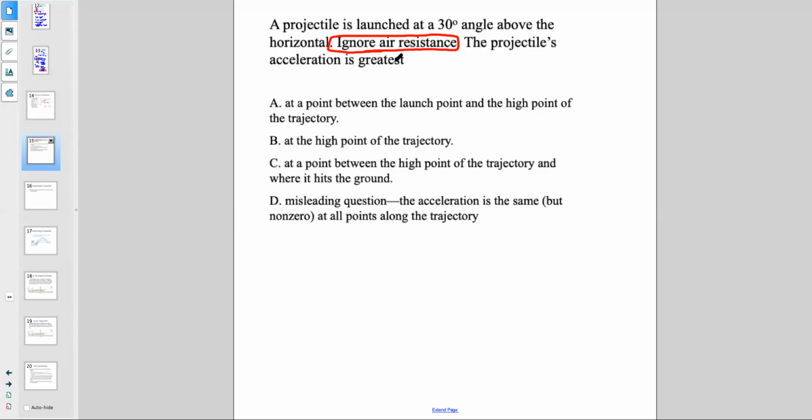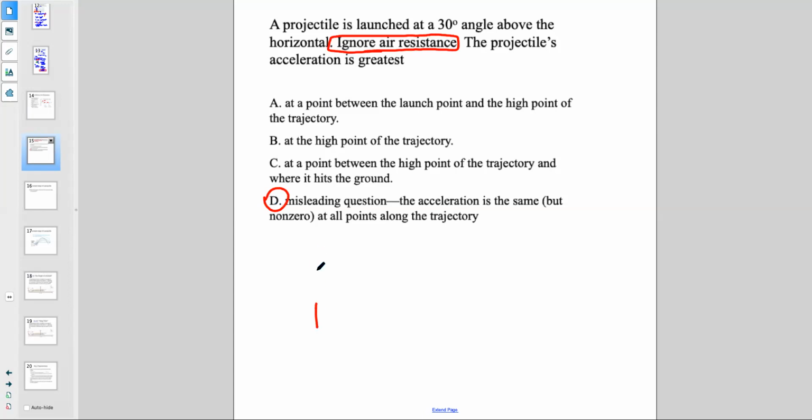Yes, that's the answer, because the acceleration is the gravitational acceleration due to gravity. The object is freely falling in the y direction. Okay, remember the motion along the x and the motion along the y directions are independent. Okay, they don't affect one another. In the y direction, we always have free fall.